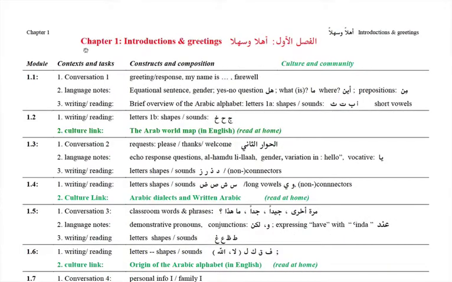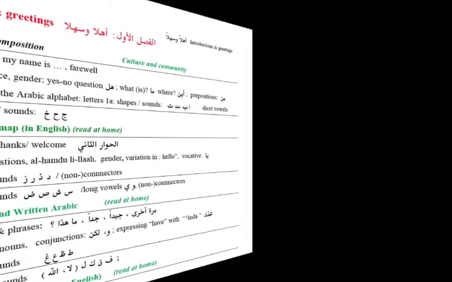Module 1.4, Chapter 1, contains two parts, the first of which is the reading and writing of the letters and shapes and sounds, including sin, shin, sod, dod, as well as the long vowels waw and ya. Part 2 of 1.4 is a culture link which discusses and describes variation in Arabic between written Arabic, which you're learning in this textbook, and the Arabic dialects, which we'll take a peek at in each chapter to see how they vary from place to place.